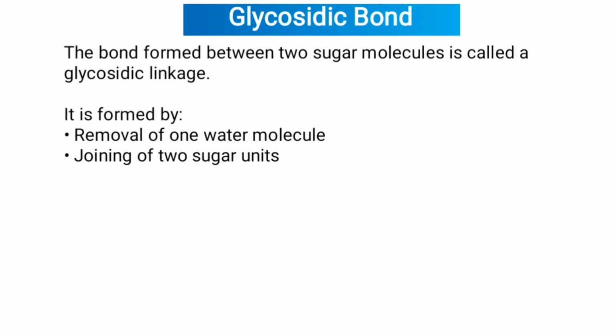Glycosidic bond. The bond formed between two sugar molecules is called a glycosidic linkage. It is formed by the removal of one water molecule, joining the two sugar units.